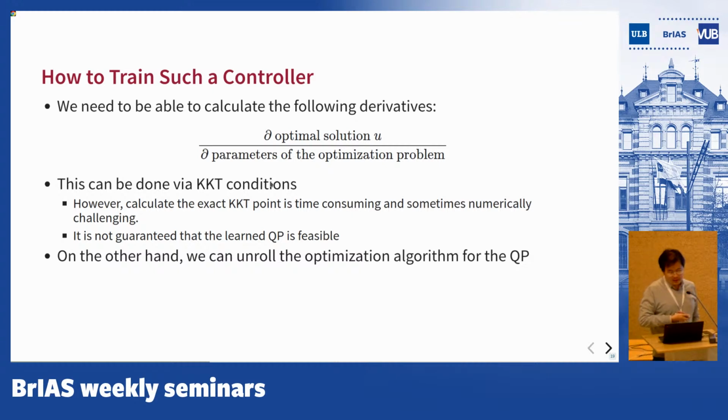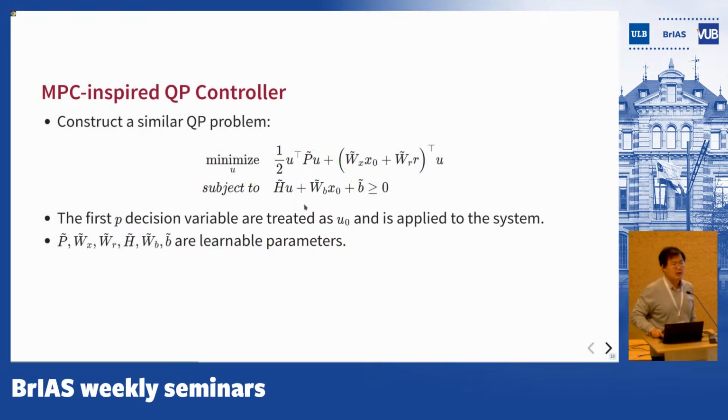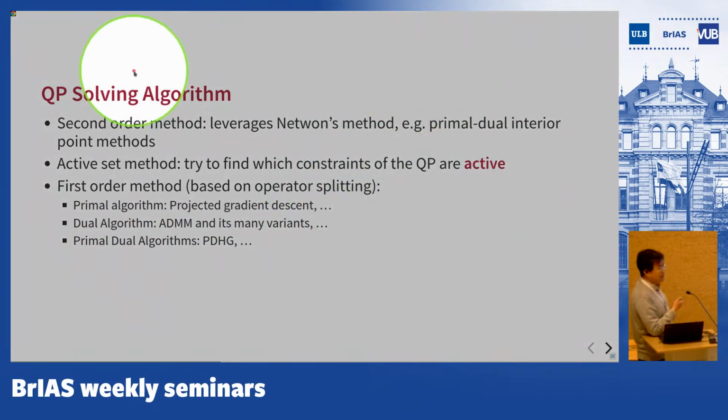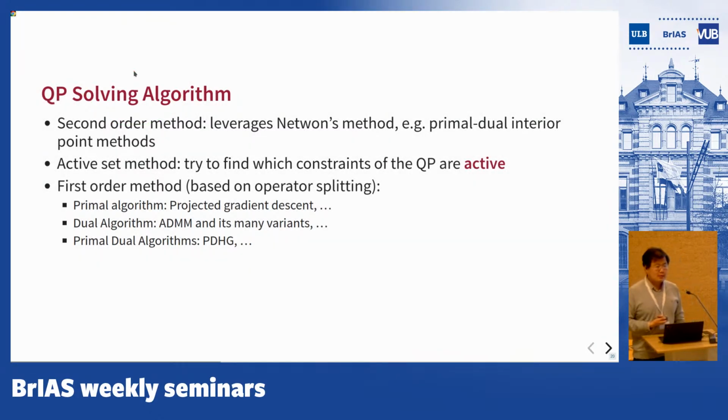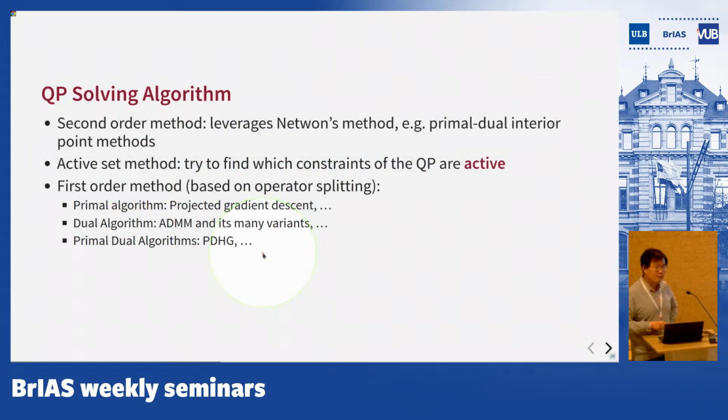So what we do here is what we call unrolling. Instead of going through the KKT, we look inside at how you solve this QP problem. And usually, if you are familiar with the optimization literature, there are a few ways to solve the QP problem. You can do Newton's method, that's the second order method. For example, the famous interior point method falls into this category. And for QP, you can also do the so-called active set method, meaning that you find which constraints are active and which constraints are not. But all these are a little bit more complicated, so we will be looking at the so-called first order method.